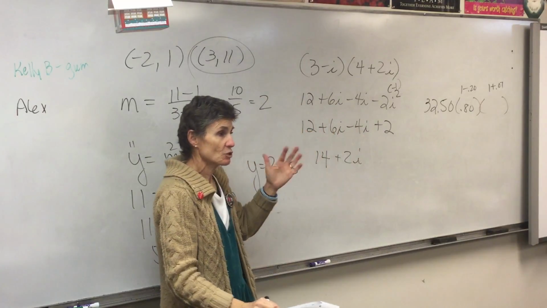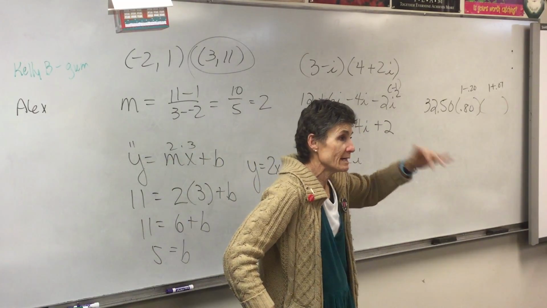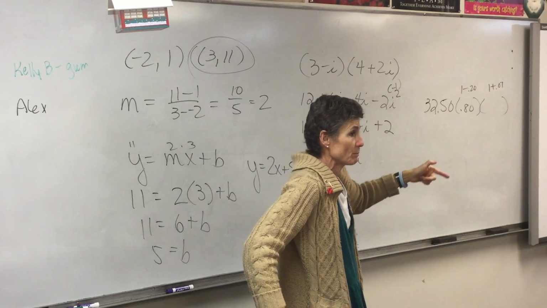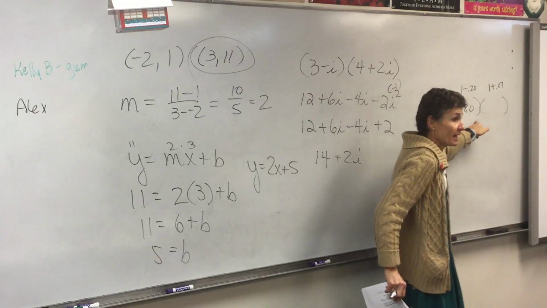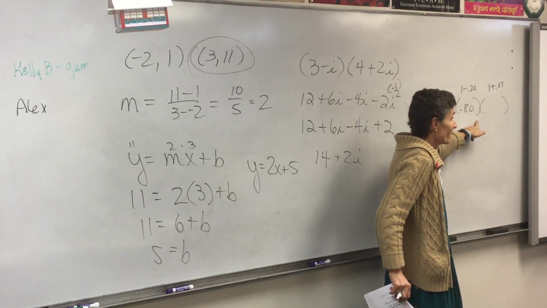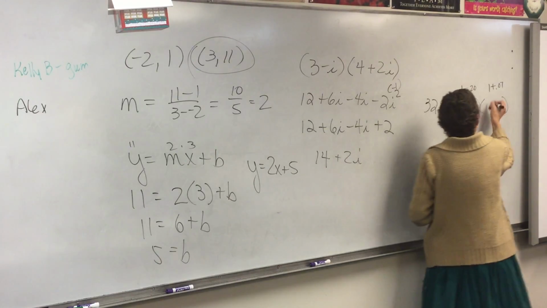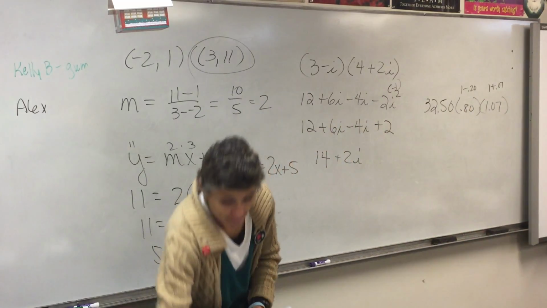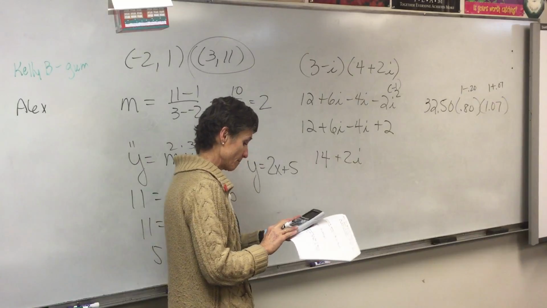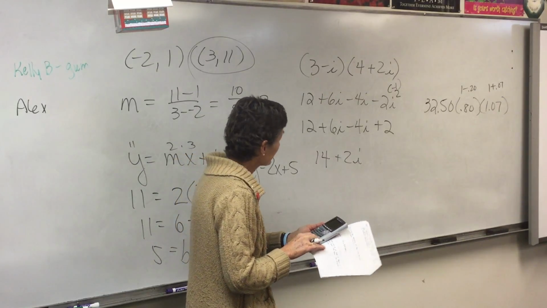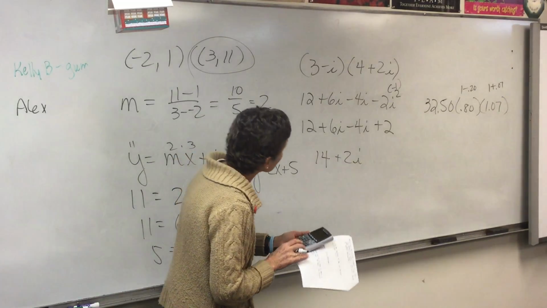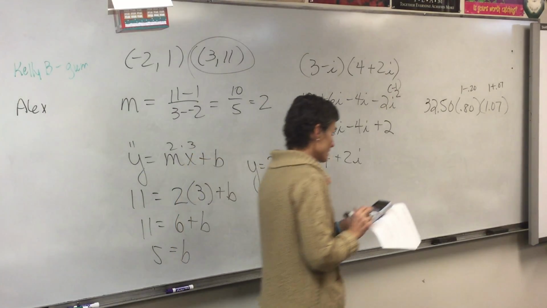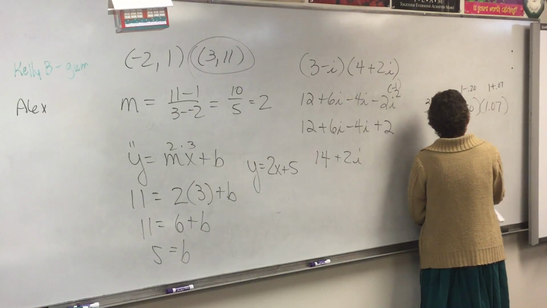So think of it this way. When you go into the store and it says a 20% discount, that means you don't pay 20%, but you still have to pay 80%, right? And 1.07, that is your tax. So the answer is 32.50 times 0.80, and then times 1.07. So you're going to pay $27.82.